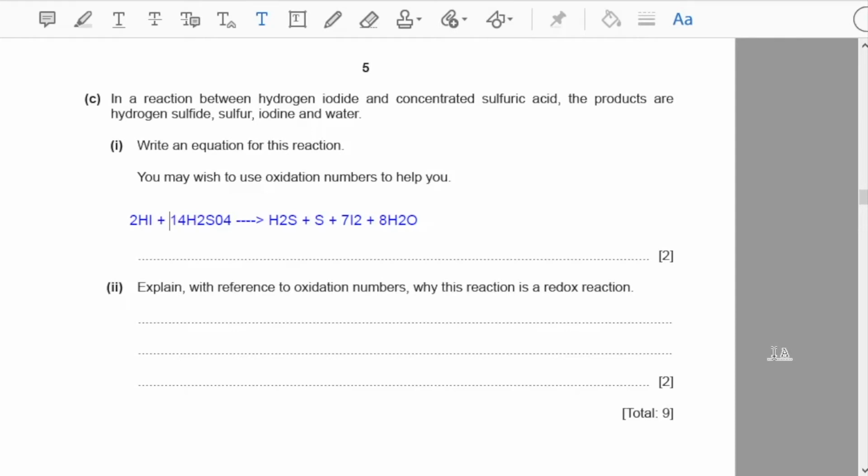Part 2, explain with reference to oxidation numbers why this reaction is a redox reaction. Iodine is getting oxidized from -1 to 0, because an increase in oxidation number means that substance is getting oxidized, whereas sulfur is getting reduced from +6 to 0. There is a decrease in oxidation number, which means it's reduction.